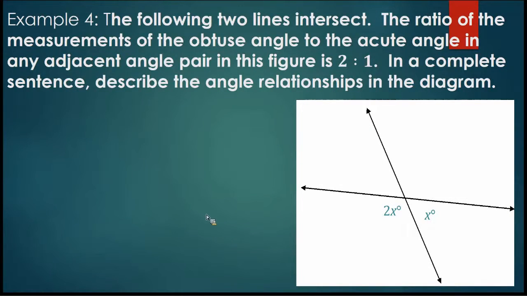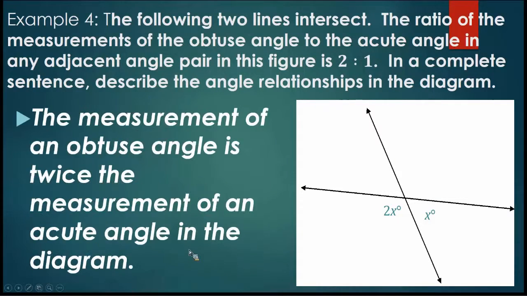Example 4. The following two lines intersect. The ratio of the measurement of the obtuse angle to the acute angle in any adjacent angle pair in this figure is 2 to 1. So in a complete sentence, describe the angle relationships in the diagram. They are vertical angles. We have some vertical angles in here.